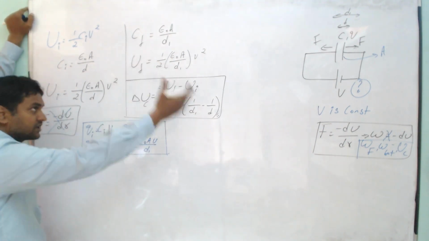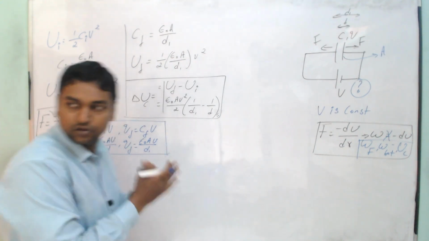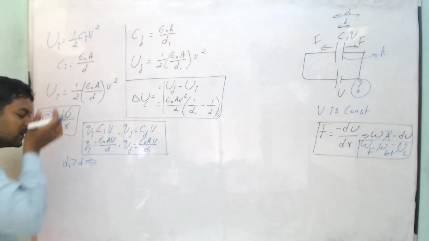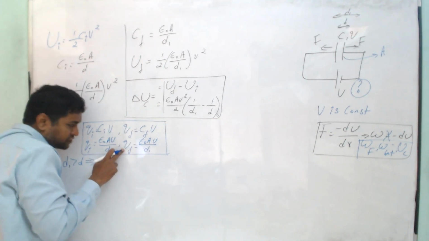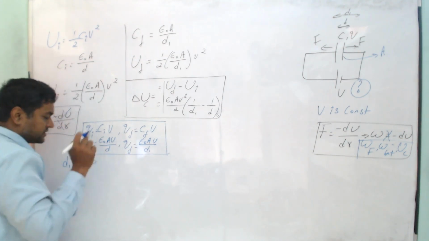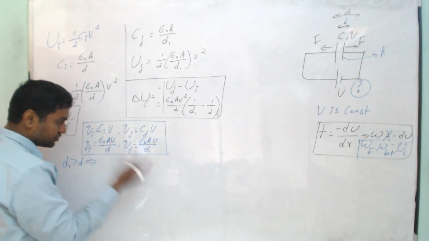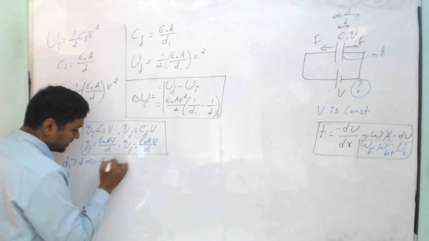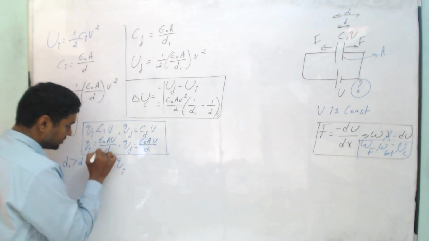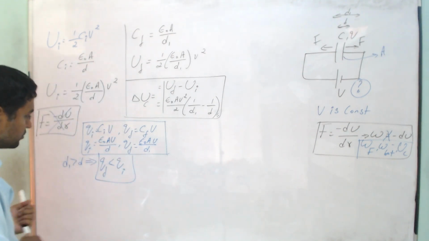Yes, sir. In our case, we said we are pulling, we can also push closer. Okay, that also we can. D1 is greater than D. So my final charge, is it greater than or lesser than initial? It is lesser, because inversely proportional. So Q final is less than Q initial. Correct? Yes, sir.